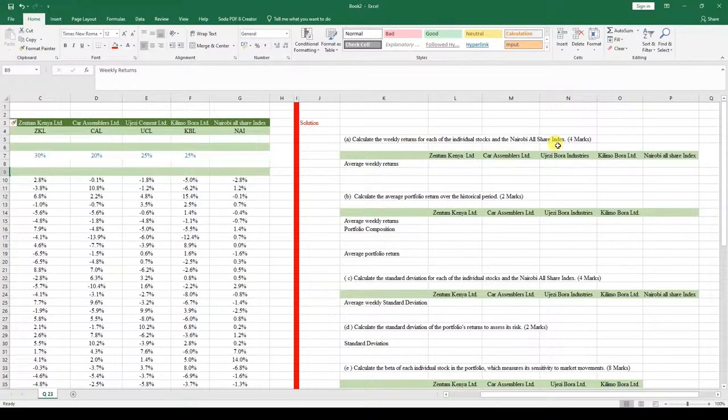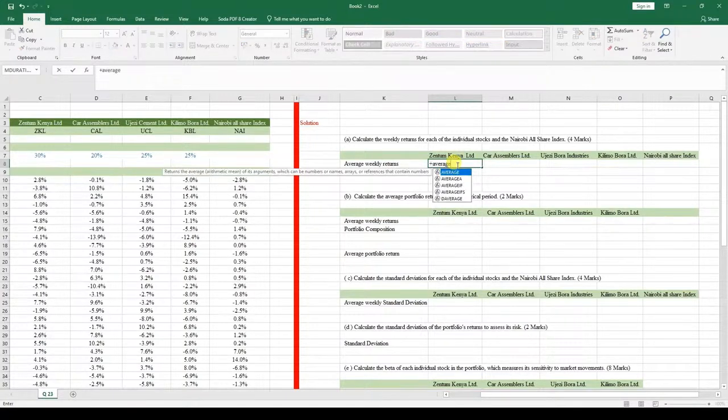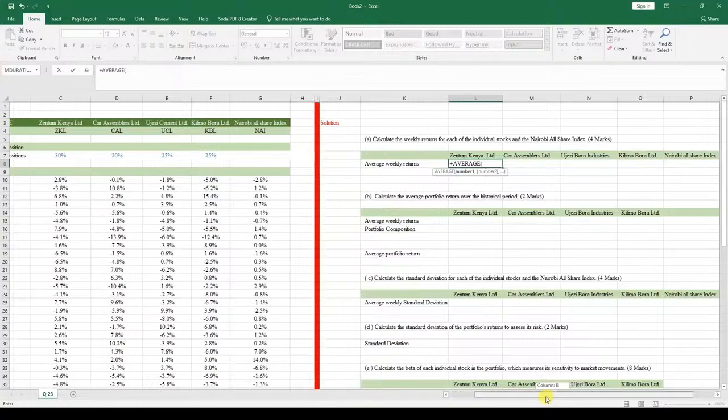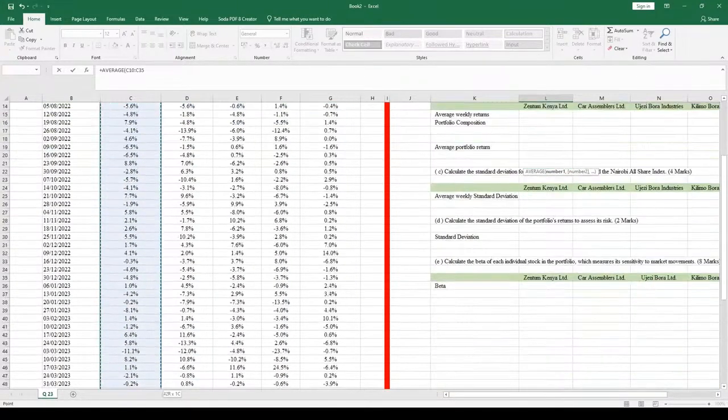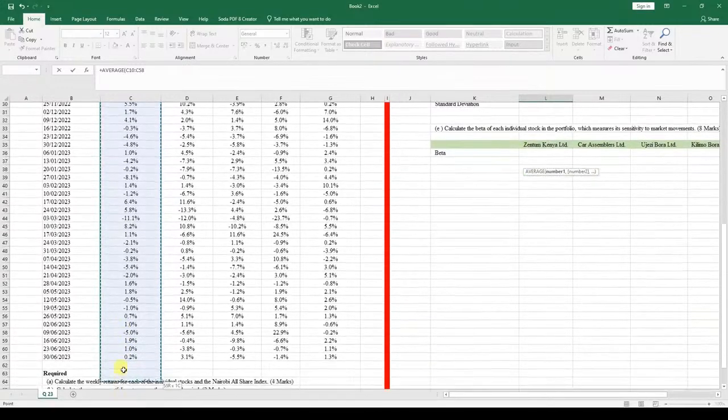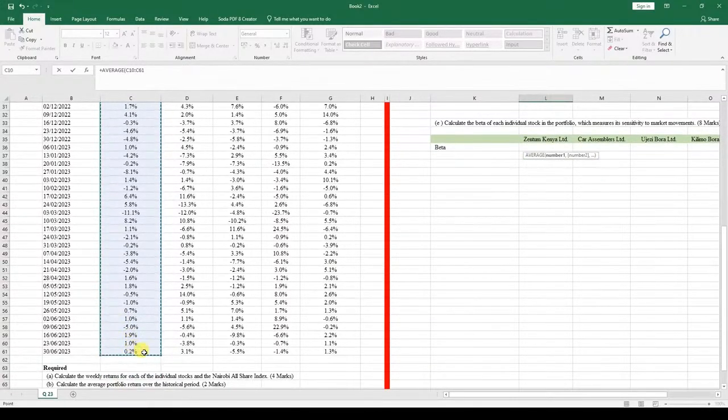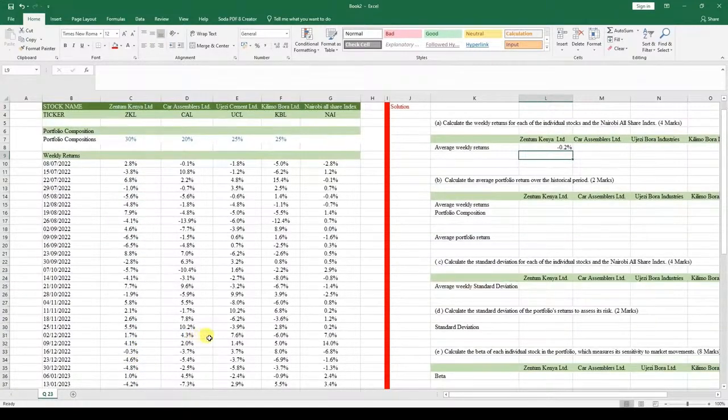So we just pick average, not average A. You can see the average right over here, and the average of what? We want to pick the average for Z-Term Kenya, to pick the average values right here, up to there, close the brackets, then you enter. So we're saying that the average return should be negative 0.2%.